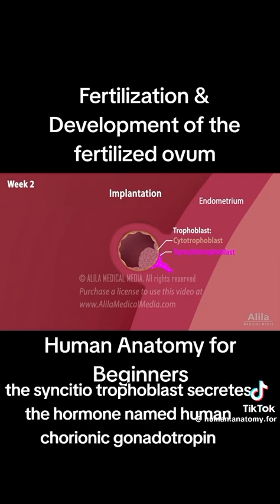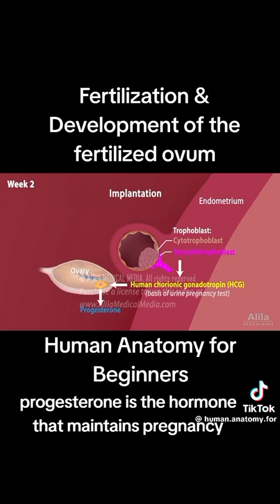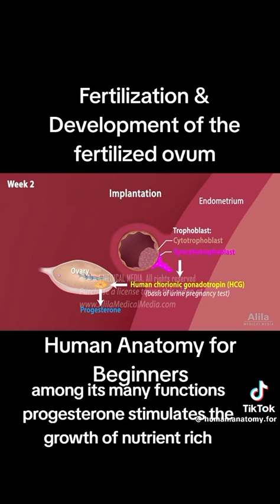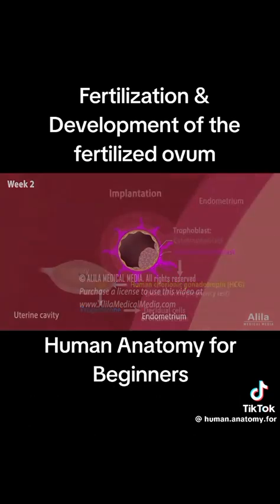The syncytial trophoblast secretes the hormone named human chorionic gonadotropin, HCG, to instruct the corpus luteum to continue the production of progesterone. Progesterone is the hormone that maintains pregnancy. Among its many functions, progesterone stimulates the growth of nutrient-rich decidual cells to feed the early embryo.